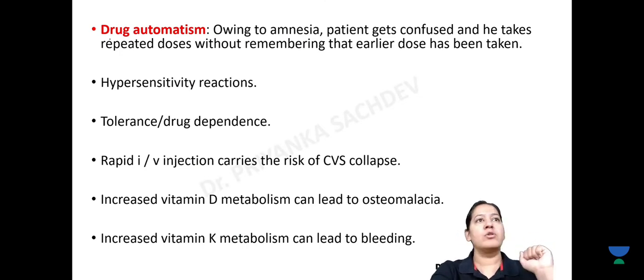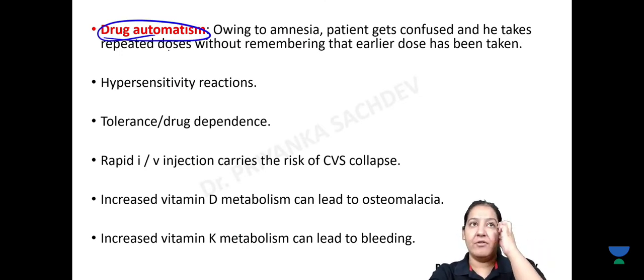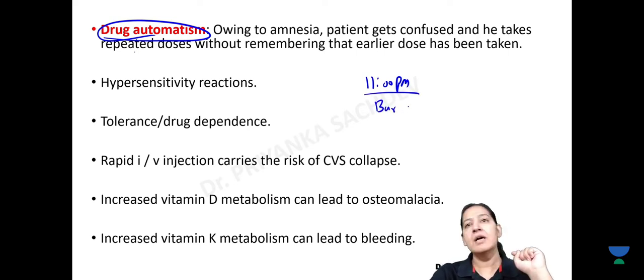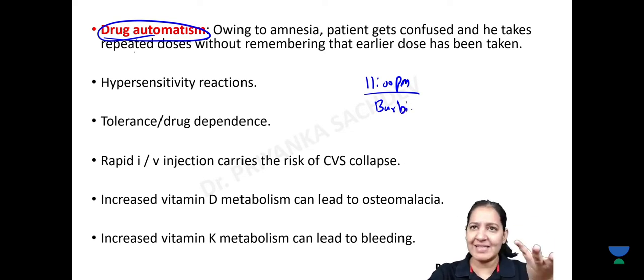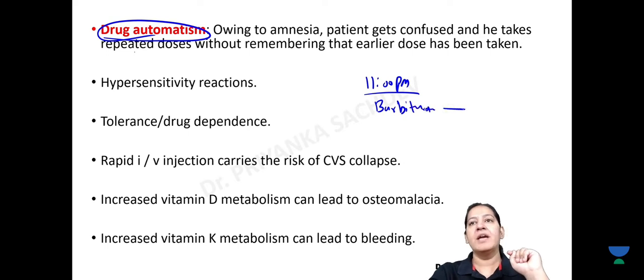Drug automatism can be there. What do you mean by drug automatism? What is this term used as? Do you understand what drug automatism means? I have told you, if the person is taking a barbiturate tablet at 11 p.m. at night to sleep, he is facing difficulty in sleeping, so the subject thought, I will take a tablet of barbiturate and I will get sleep. So after taking the tablet of barbiturate at 11 p.m., he is having memory loss.